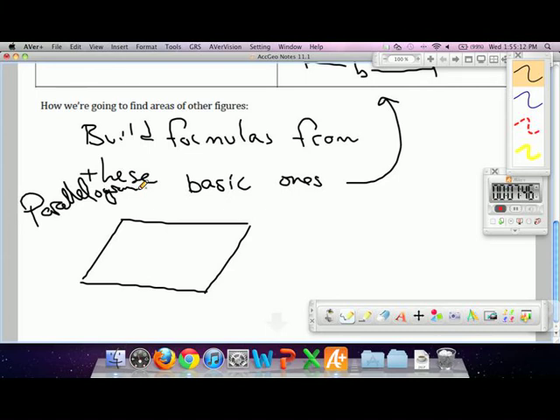What do we know about parallelograms? What are some properties of parallelograms that we already know off the top of our heads? Katie, what's one? Opposite sides are congruent. So since I'm working with a parallelogram, I know that these two lengths are the same. I also know that those two are the same. Right? And opposite angles are congruent. So I know that that angle is the same as this one. I know that those two are the same.